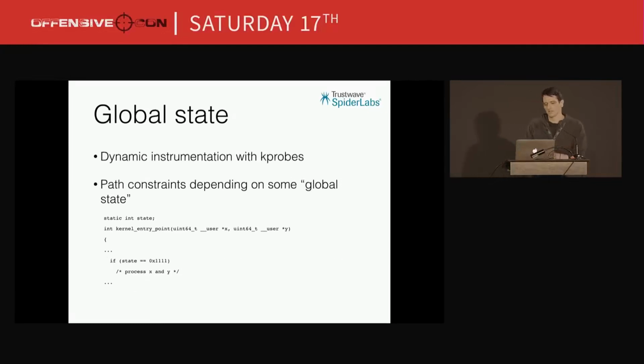So I've mentioned this global state. It's done by instrumenting dynamically with k-probes. An example would be down the bottom where you see a static int state. So let's say this is a global variable, and then there is some function like kernel entry point that takes two user inputs, x and y. And then if the state has some value, then you use those x and y user inputs, otherwise you just skip them. And there is some other execution path in the kernel that operates on this state variable, but it's a completely independent path. And the idea is to instrument the state, so when you see that dependency on the state, you make the variable symbolic, and then you try to reconstruct that state, sort of going backwards from this point.